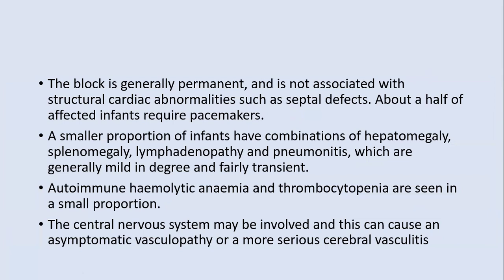A smaller proportion of infants have a combination of hepatomegaly, splenomegaly, lymphadenopathy, and pneumonitis, which are all mild in degree and transient. Autoimmune hemolytic anemia and thrombocytopenia are also seen in a small proportion of cases. CNS involvement is also seen, characterized by asymptomatic vasculopathy or more serious cerebral vasculitis.